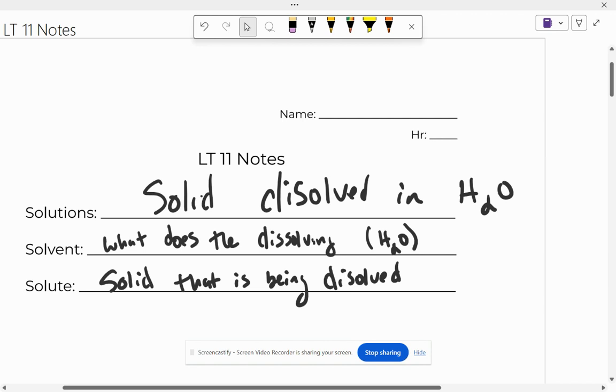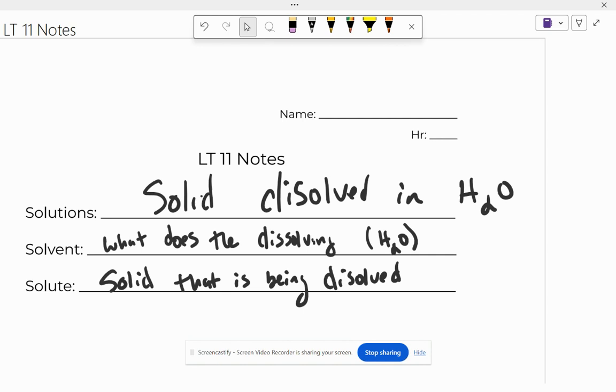Okay, so solutions just mean this. You guys have made solutions all the time. Who's made Kool-Aid before? Who's put salt in water before? Congratulations, you made a solution. So you take a solid and you dissolve it in water. There's some theory behind why things dissolve and why things mix.